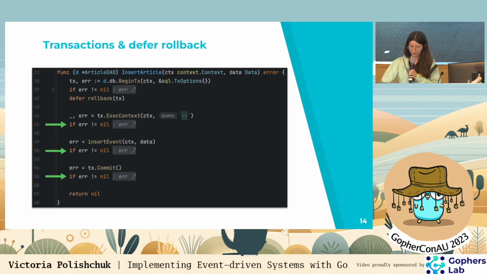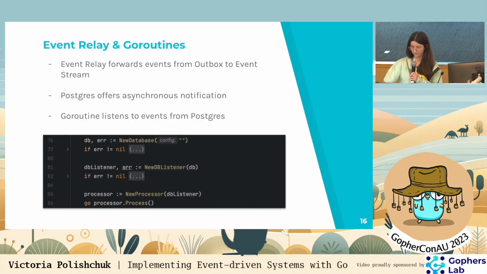And the second scenario is when we exit at the very end. We exit without an error. We have committed the transaction at this point. Everything went well. We have inserted an article and inserted an event into the outbox. And what rollback is going to do in this case is it's not going to roll back the transaction, because a transaction that has already been committed cannot be rolled back. So that's a nice way to work with this.